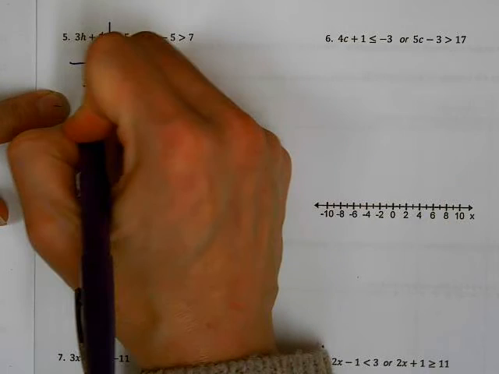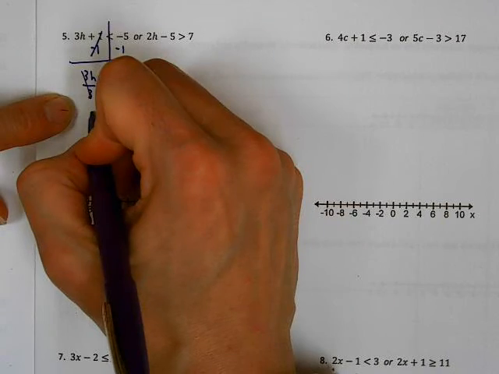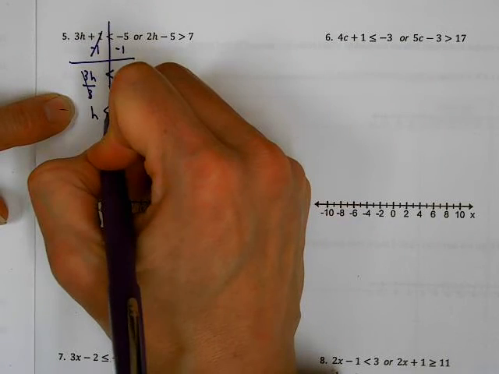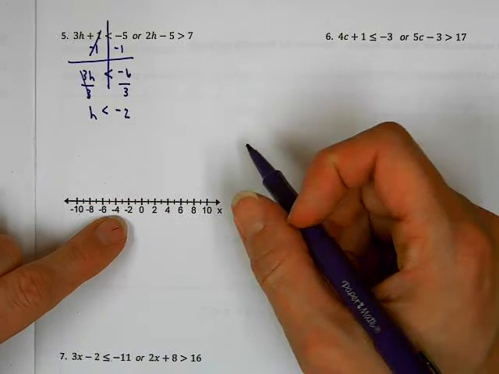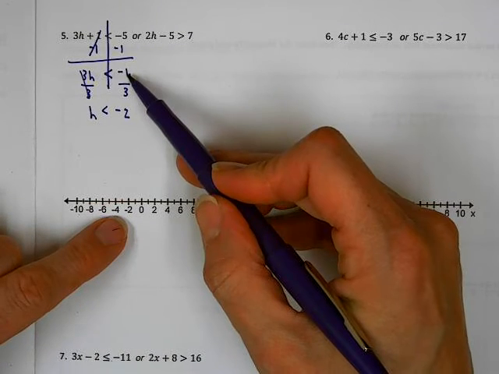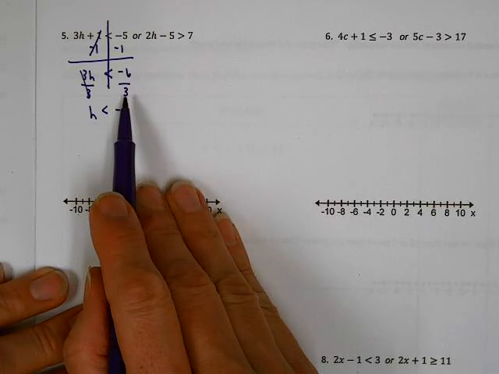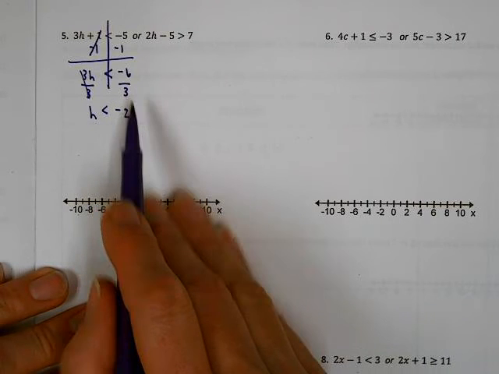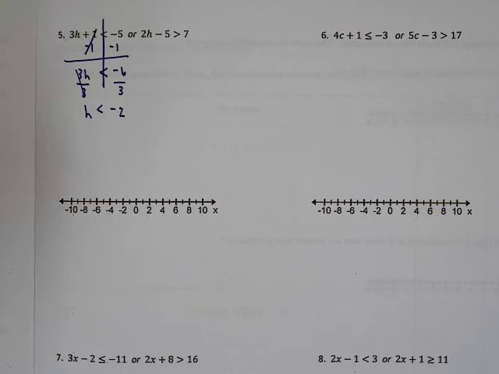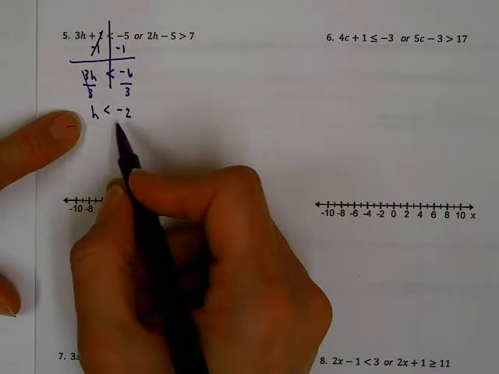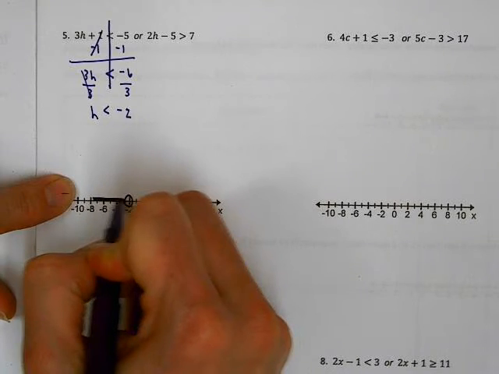Now I'm going to divide by a +3, and so my 3's are going to cancel. I'll have h is less than -2. Now a lot of people were wanting to flip this inequality because of this negative, but remember we only flip it if the number that we're dividing by is negative. Since we're dividing by a positive, we keep our inequality symbol the same. So to graph that piece, h is less than -2, I have an open circle at -2, and I shade to the left.